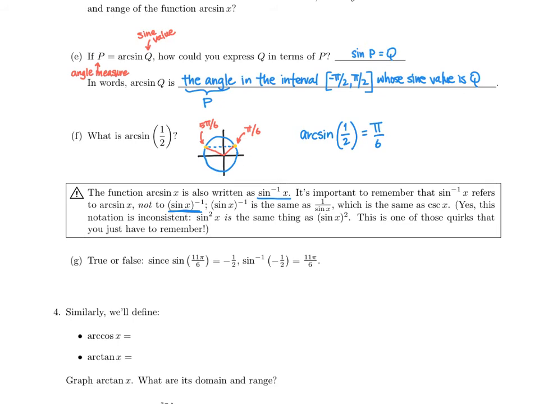It might seem really easy to just be like, yeah, if a particular angle measure's sine value is negative 1/2, then arc sine of that sine value is going to give me that angle measure. But that is not the case, right? Arc sine only returns angle measures that are between negative pi over 2 and positive pi over 2. 11 pi over 6 is not in that interval, not in negative pi over 2 to positive pi over 2. So this is false.